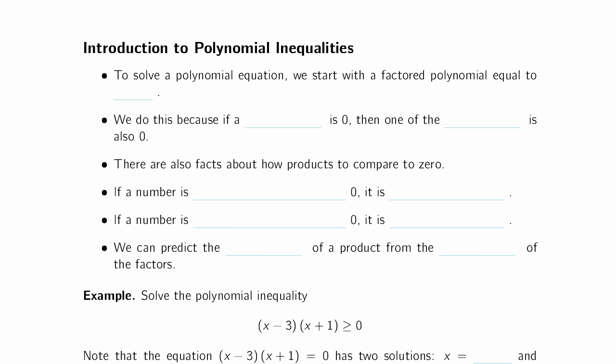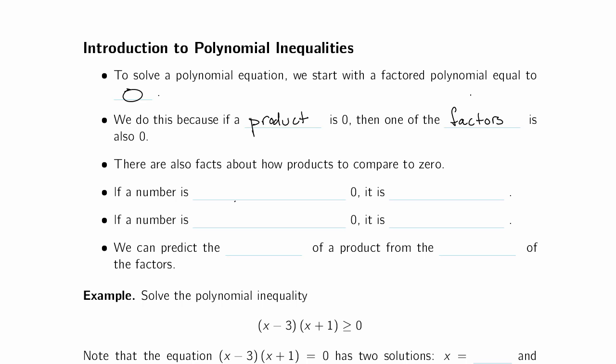Now, we made a strange choice when we solved polynomial equations. The best way to solve a polynomial equation is to get it into the form where we have a factored polynomial equal to 0. And the reason that we do that is that if a product is 0, then one of the factors must be 0. So we split it up, we set each factor equal to 0, and each of those gives us a solution.